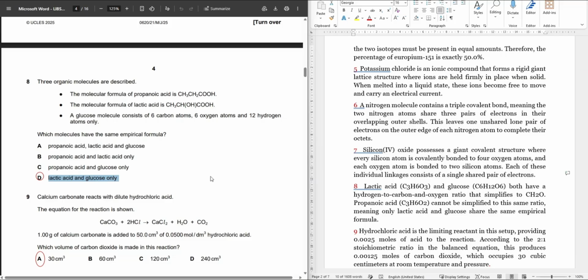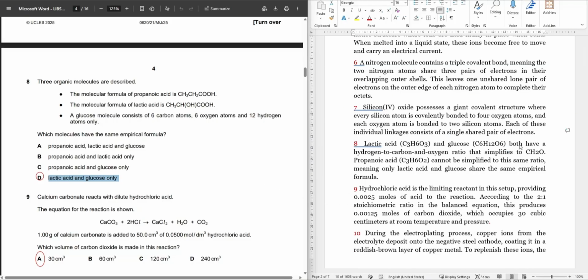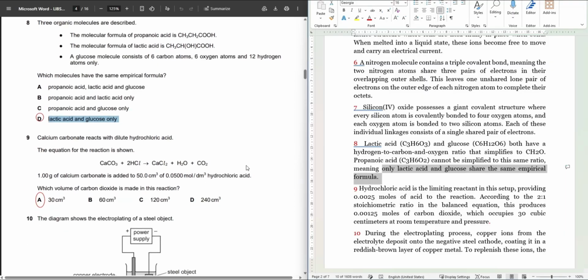Our answer is lactic acid and glucose only, which is option D. Now let's see its explanation. Lactic acid and glucose both have a carbon, hydrogen, and oxygen ratio that simplifies to CH2O. Propanoic acid cannot be simplified to this same ratio, meaning only lactic acid and glucose share the same empirical formula.